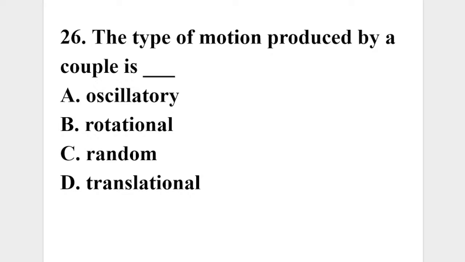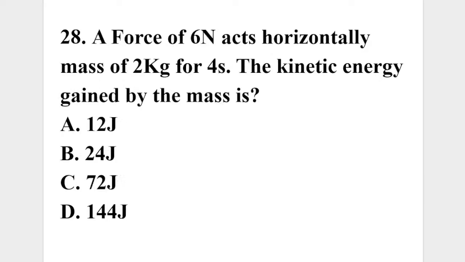Now we have three types of equilibrium. We have what? Stable equilibrium. So that means acceleration is what? Force over what? Over mass.